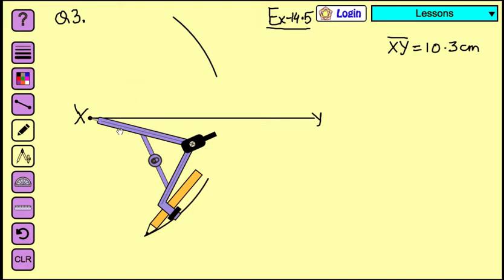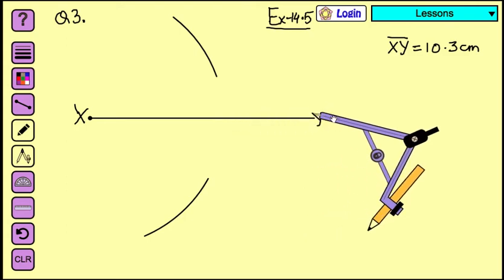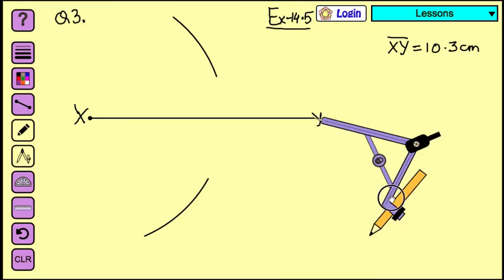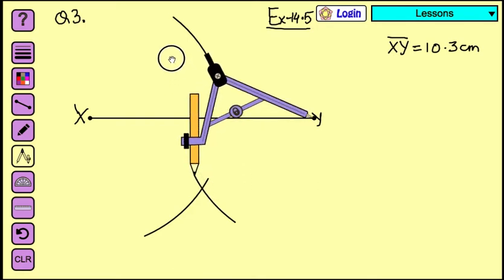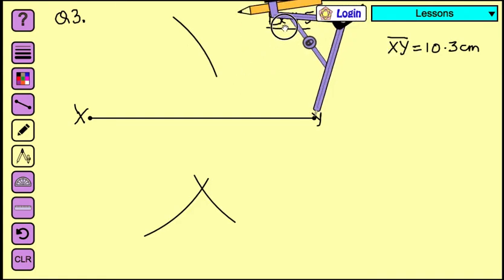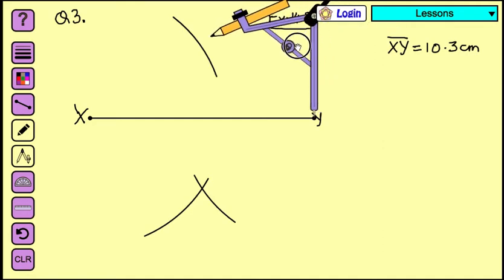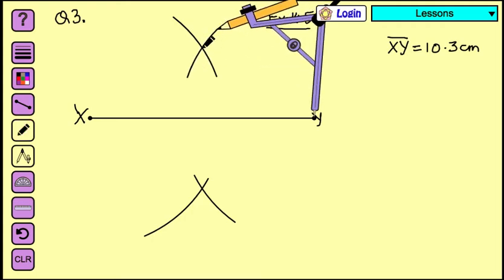Fine. Now you are supposed to mark an arc placing this needle on Y now. So just move the needle of the compass to the other end and then draw the arc. You will see it is going to cut the previous arc which you already made on this side, and on the other side also. Fine. Now you got 2 points, one over here and one over here. You can remove the compass and now mark these 2 points.